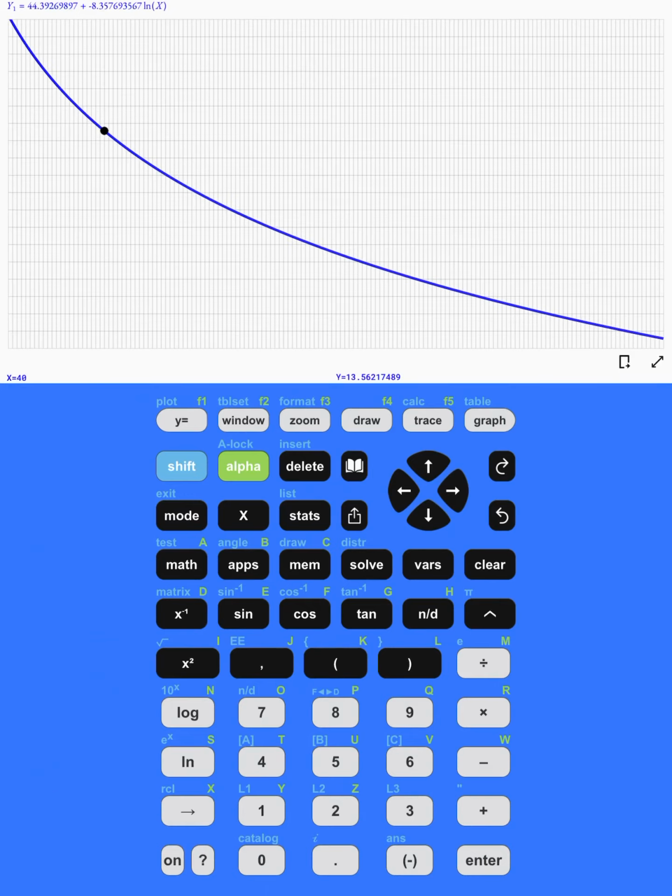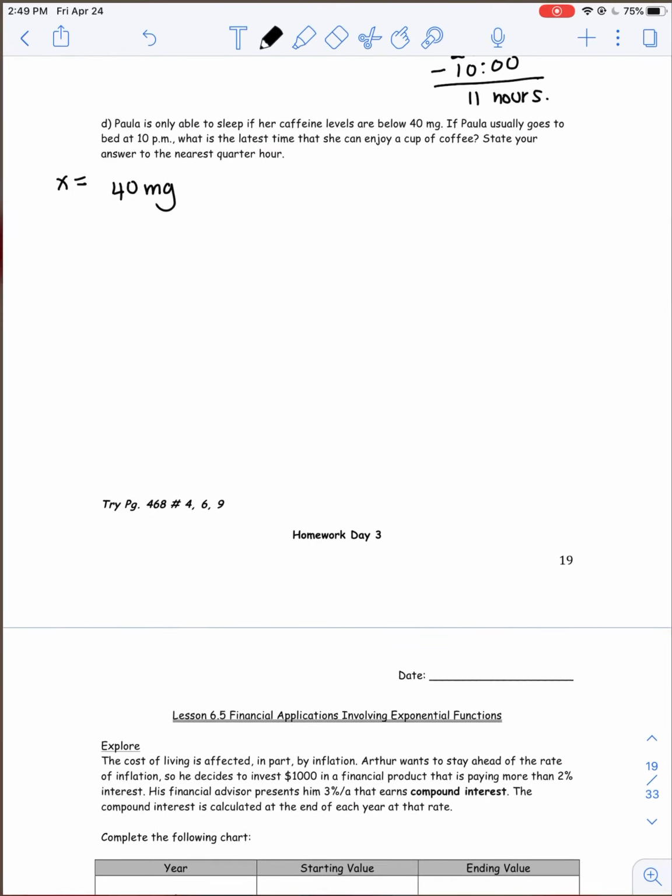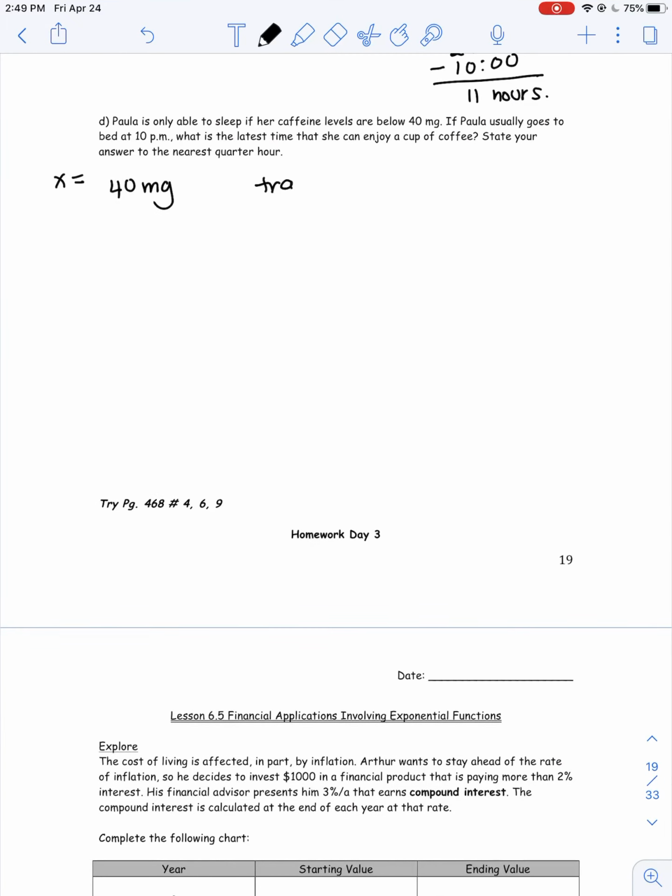And what that will give you is 13.56 hours. So let's write that down. I did trace x equals 40 and then enter, and I got that the y coordinate is 13.56 hours. So I want to convert this, because we want to know the exact time, the latest that she should be enjoying her cup of coffee.